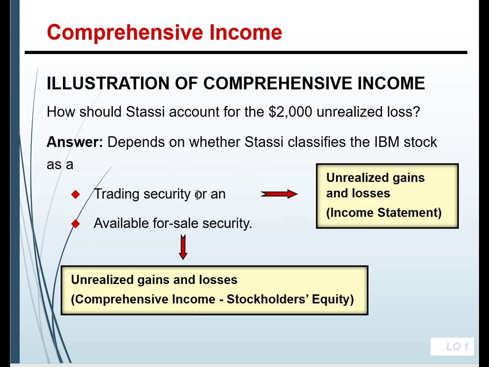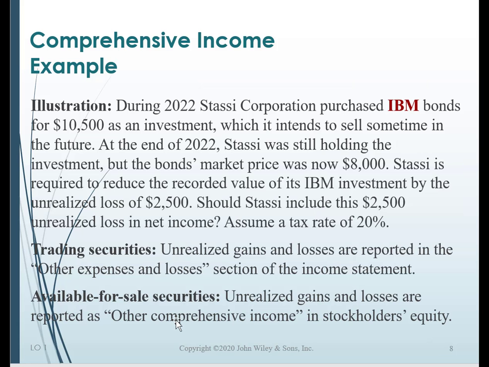Well, you could have a trading security, right? Or an available for sale security, right? It depends on how we classify the stock. If it's a trading security, right, then an unrealized gain or loss goes on the income statement. But if this was an asset that was available for sale, right, we purchased it essentially as an investment, then we have to show it as an unrealized gain or loss in the equity section.